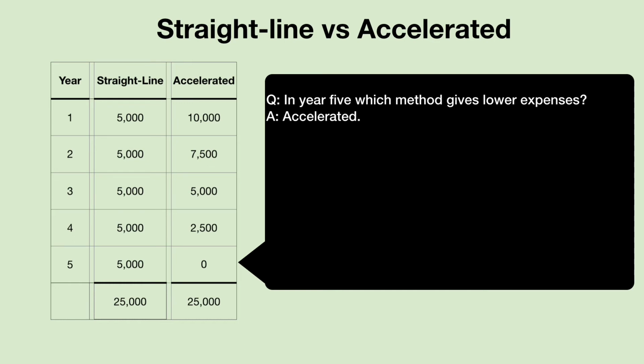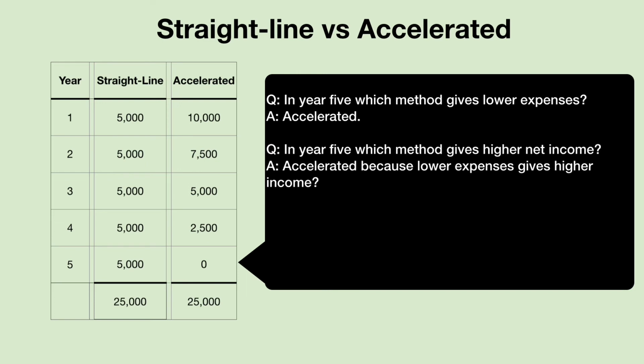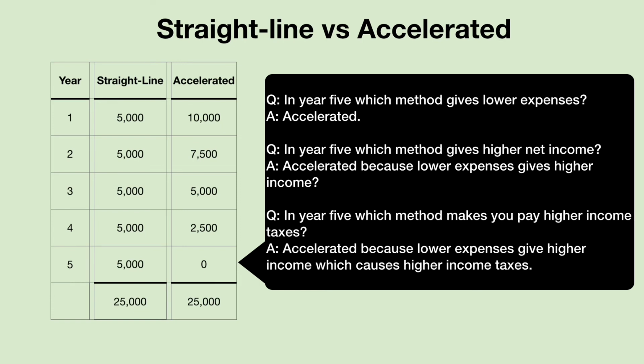Let's ask those same questions for year 5. Which method gives lower expenses? The answer is accelerated. In year 5, which method gives you higher net income? Well, the one with the lower expense will give you higher net income, and that would be the accelerated method in year 5. In year 5, which method makes you pay higher income taxes? Well, the one with the lower expenses gives you higher net income and therefore higher taxes.